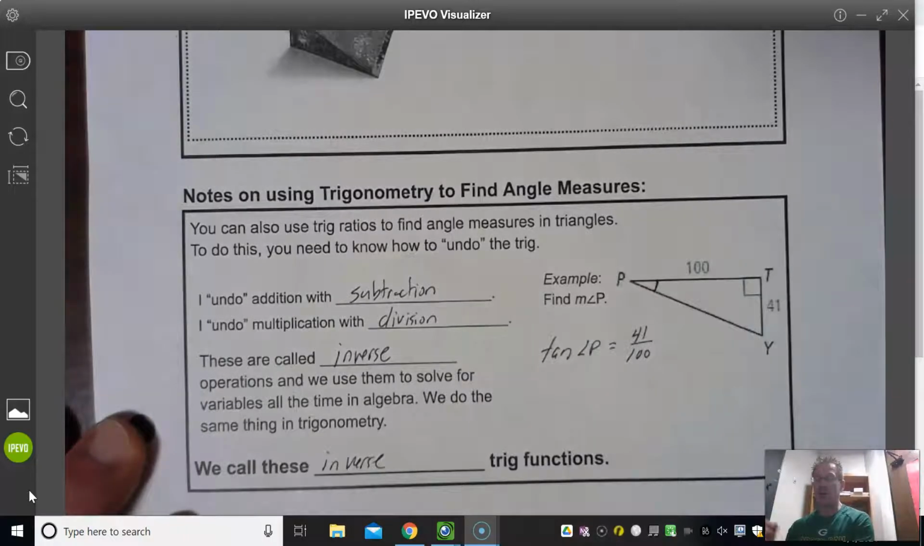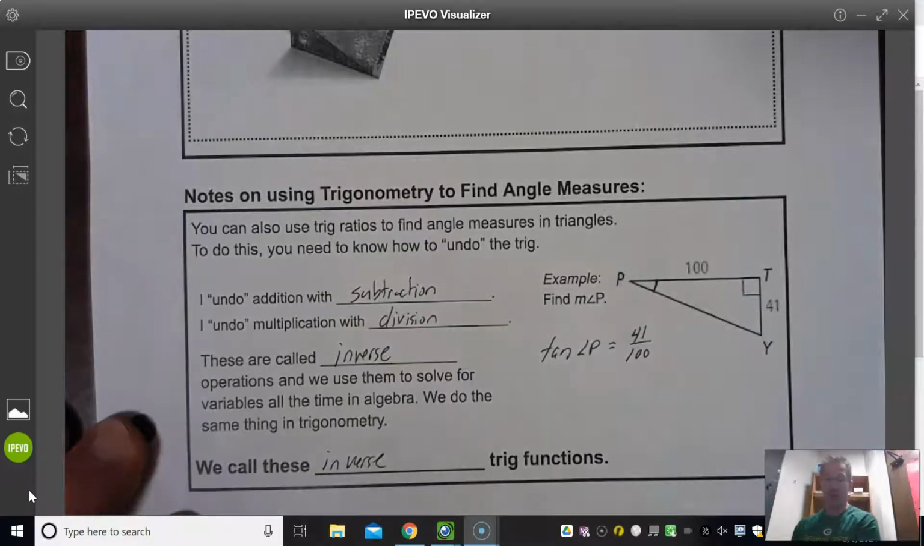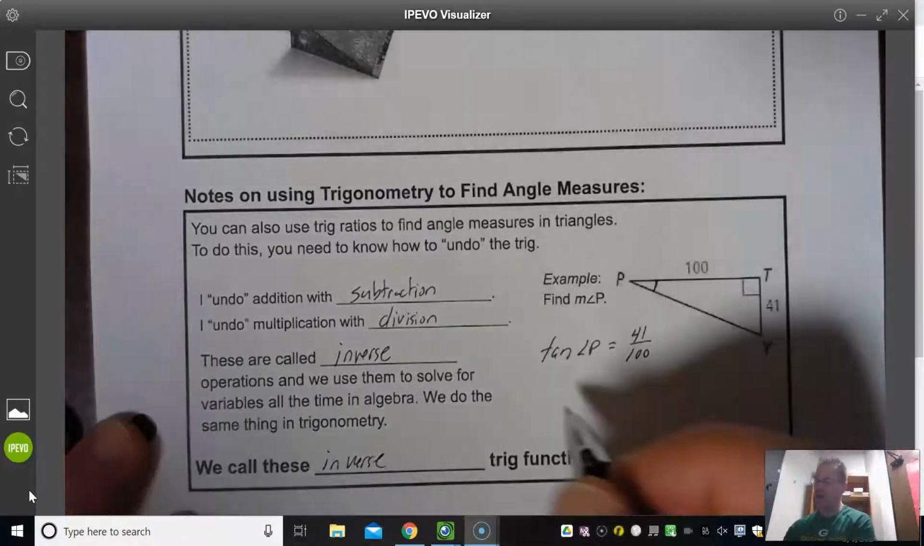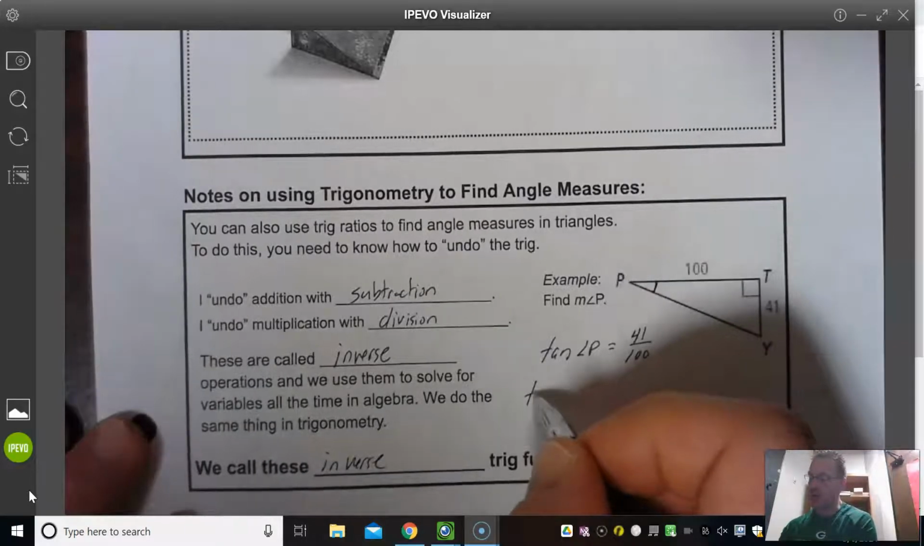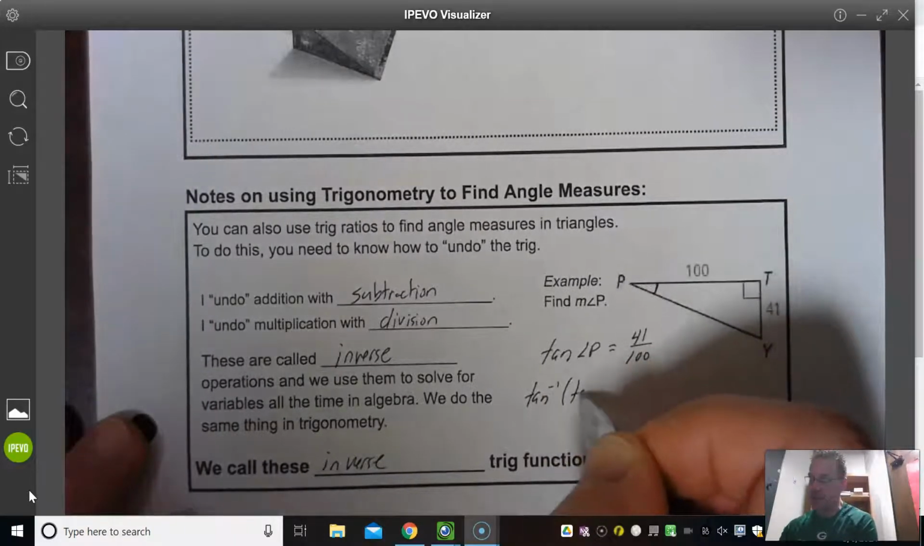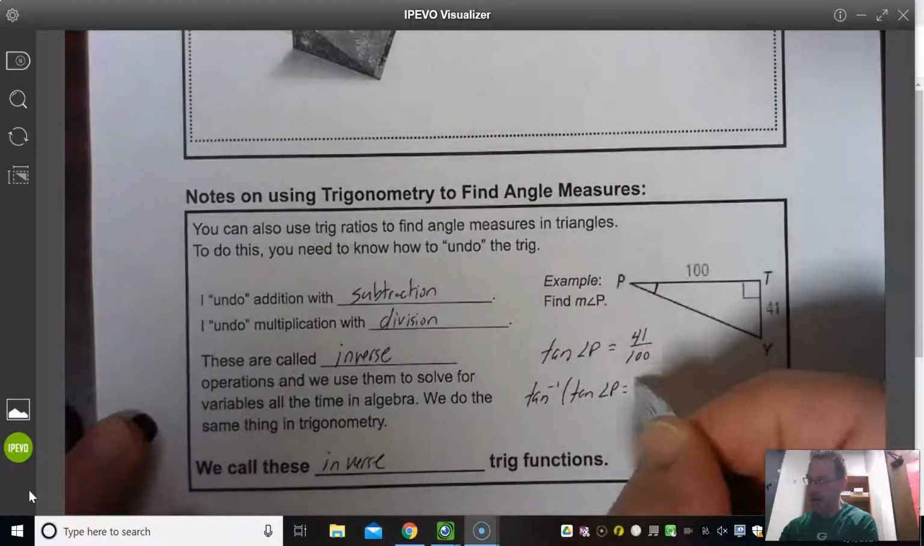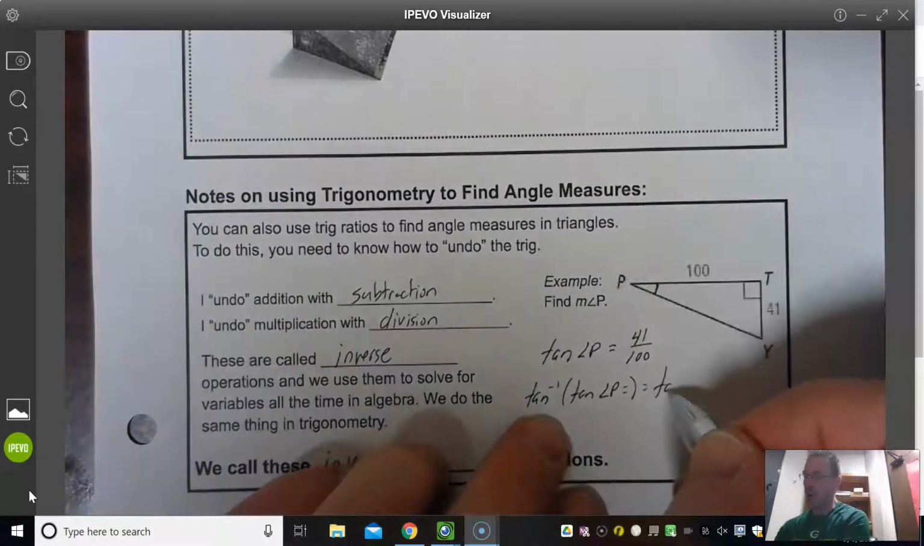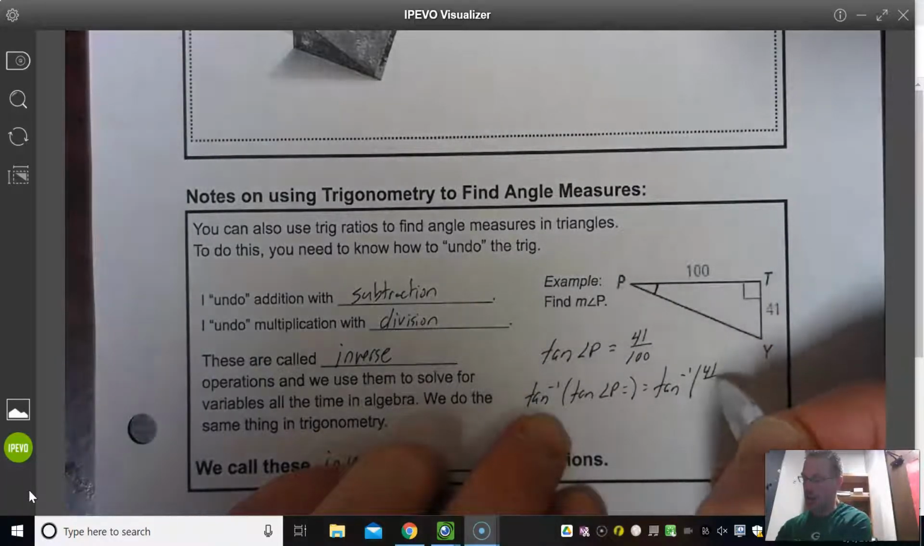So now here is the inverse, and I'm going to show you the long way. Basically what's happening now is that we're going to take the tangent inverse of both sides. I'm going to write it out here. Now, you don't always have to write this step, but I want to show you what we're doing.